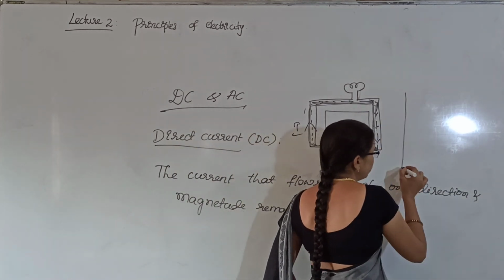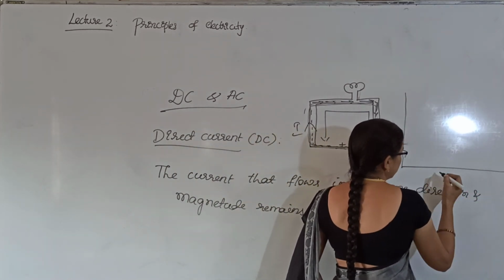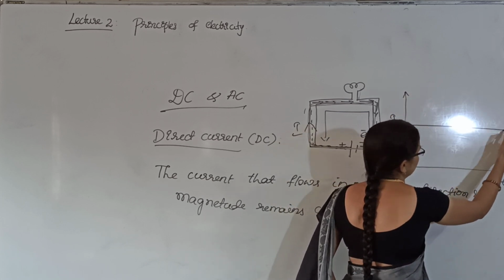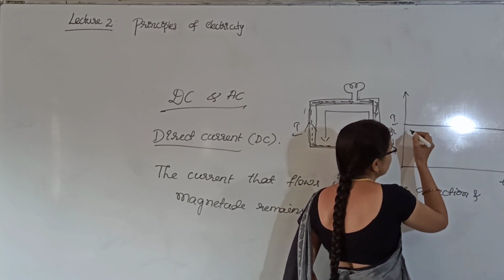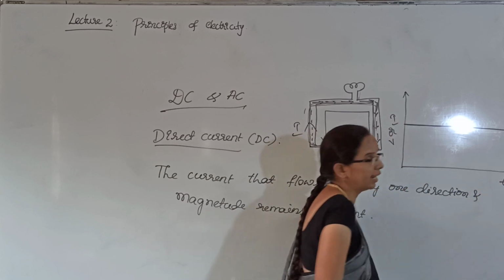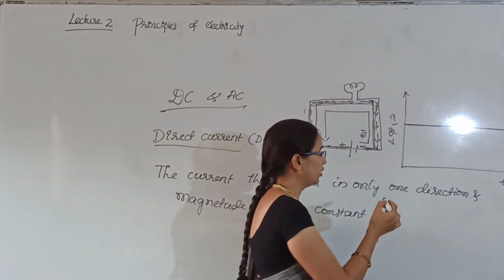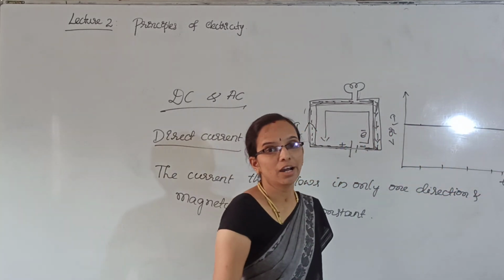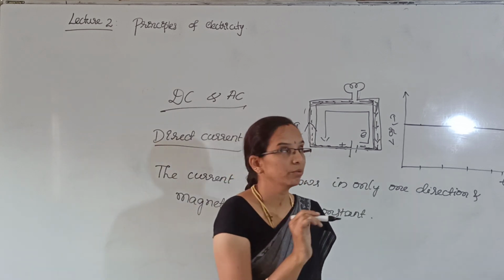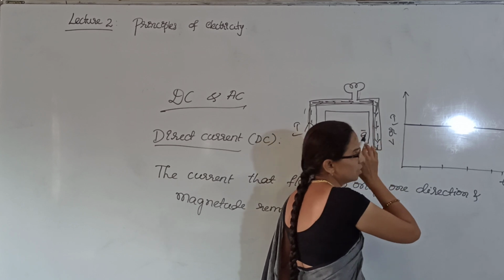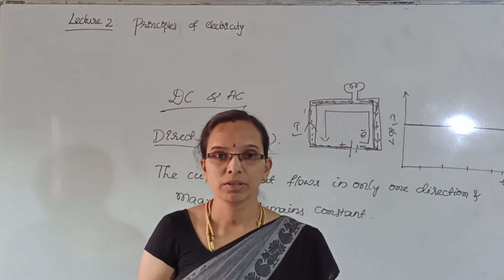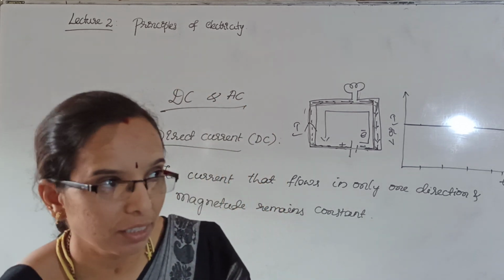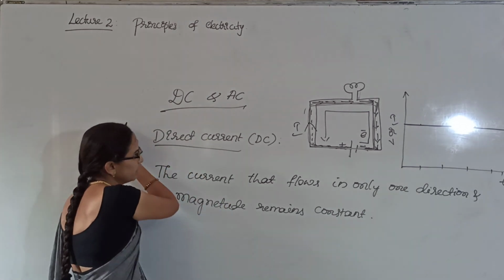So if you draw a graph, I will take the x-axis as the time axis and DC current or voltage, anything DC, that will be a straight line you can expect. That means at any time you measure, the current will be of the same value and it will flow in only one direction. The electrons will be moving like this only and current will be moving opposite to the direction of the electrons.